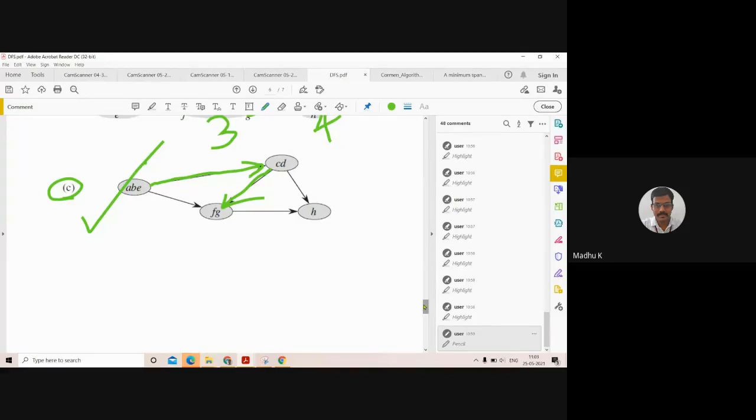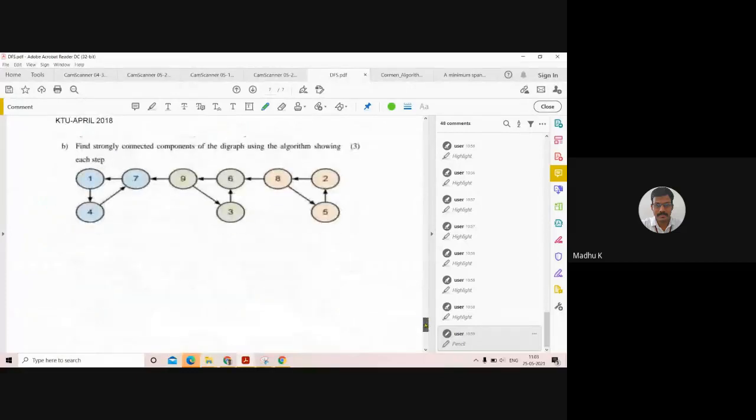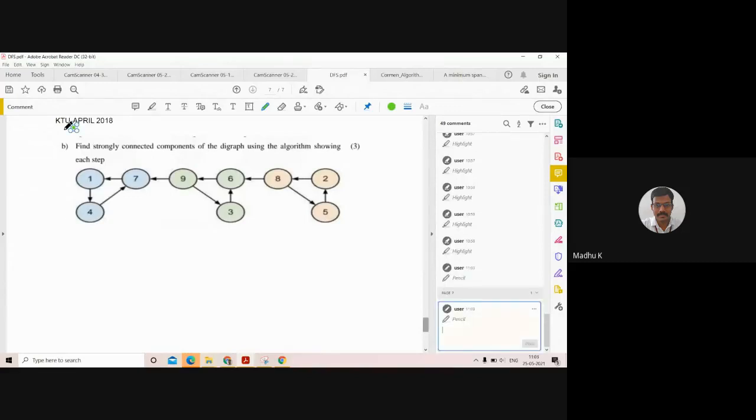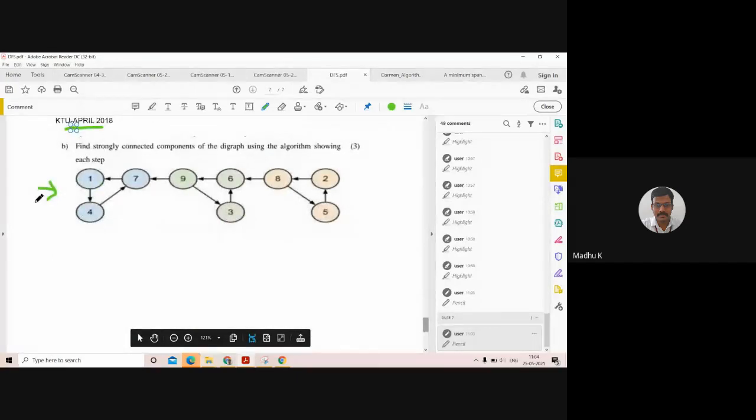Next, we need to solve this problem: find the strongly connected components of the digraph using the algorithm, showing each step. This is a university exam question, asked in April 2018. So, a graph is given. I'm not solving it now because I already discussed this concept, so take it as homework and solve it by yourself. It is a very simple problem basically.